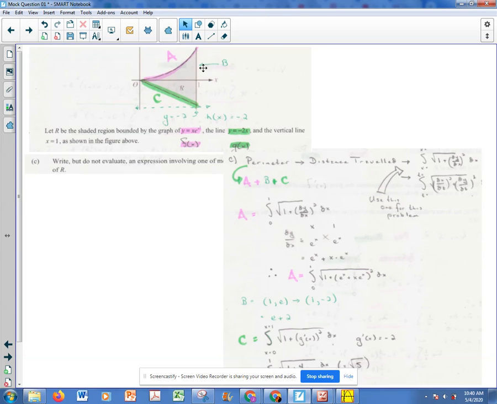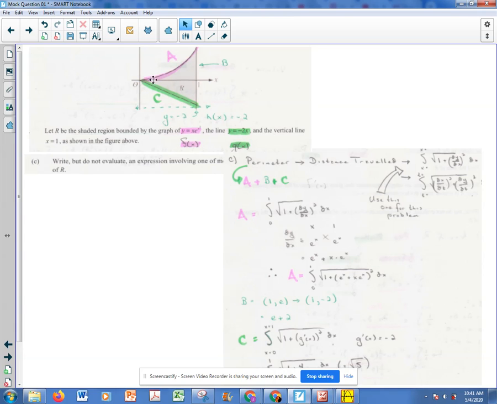All right, B is just common sense. It's a line. If you evaluate f of x at 1, you get e, so that's the point (1, e) up there. If you evaluate g of x at 1, you get negative 2. So we're going from (1, e) to (1, -2), and that ends up being e plus 2. So we've got A, we've got B, and now all we need is C.